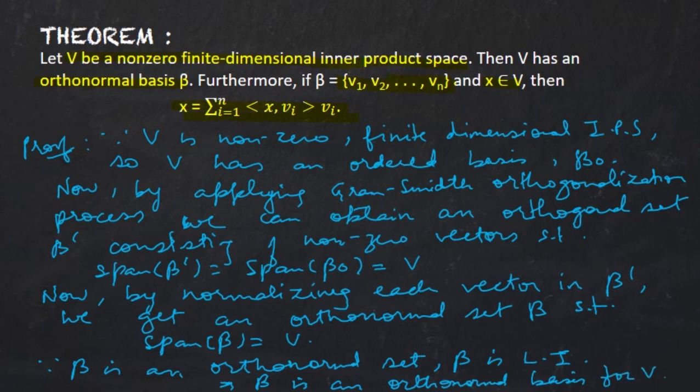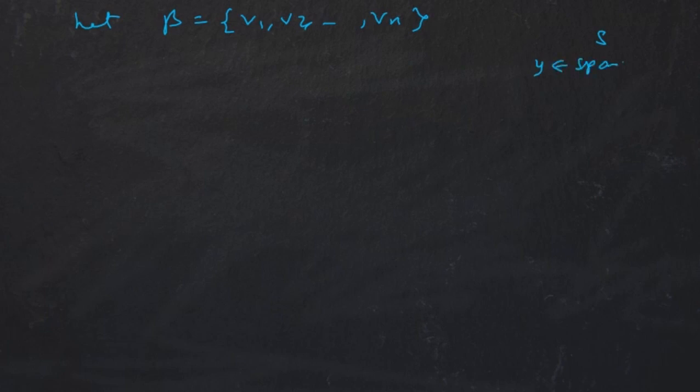So now let beta be equal to v1, v2 till vn. We already know that if we have an orthonormal set S and y is a vector in span of S, then y has a representation as summation of inner product of y with vi times vi, i varying from 1 to n, where this S consists of vi, i varying from 1 to n. Okay, so now beta consists of these vectors and beta is an orthonormal set.